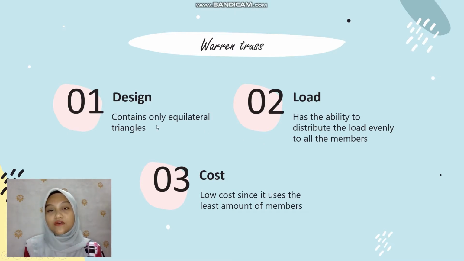For the design, it contains only equilateral triangles, so it can be easily identified and it has the ability to distribute the load evenly to all the members despite its simple design. It is also low cost since it uses the least amount of members.